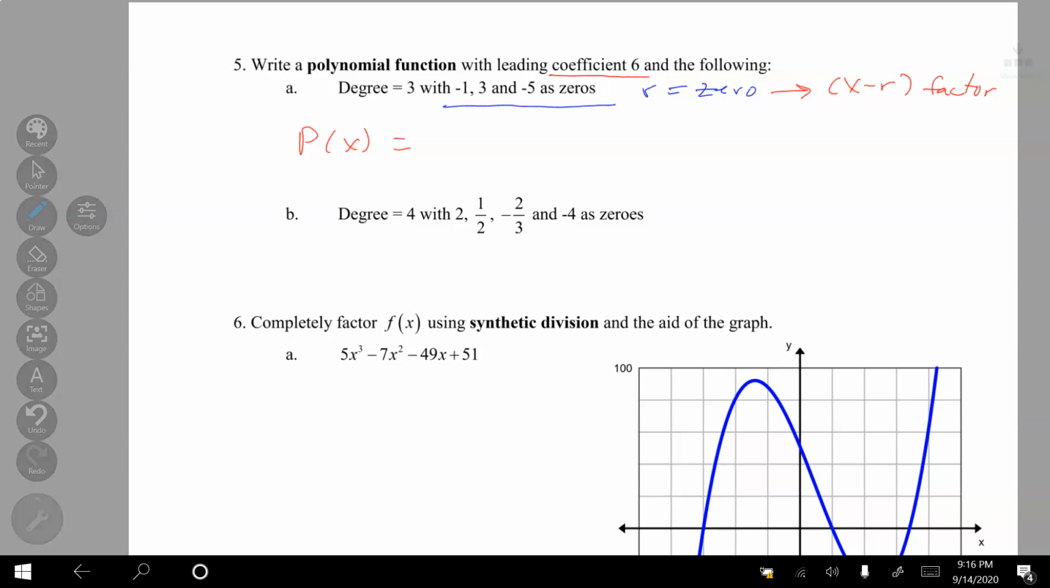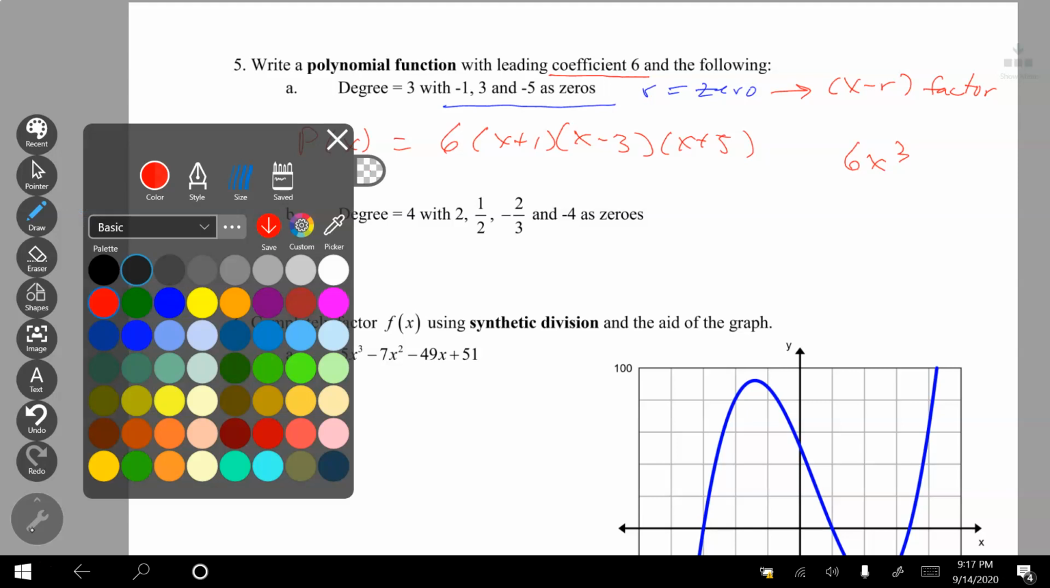and with a coefficient. Well, if r is a zero or a root, then x minus r inside parentheses is a factor. So for -1, it is x plus 1. For 3, it's x minus 3. For -5, it's x plus 5. If I multiply this out, this would be x cubed, but I want to have 6x cubed, so I have to put a 6 up front. And that would give me my 6x cubed.